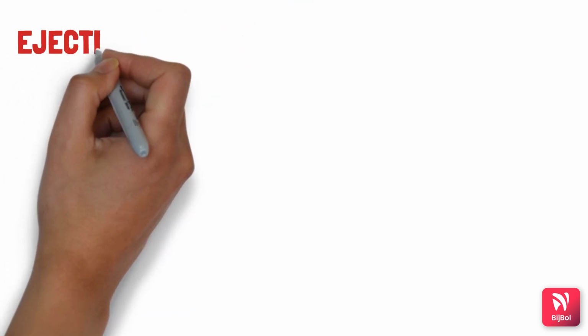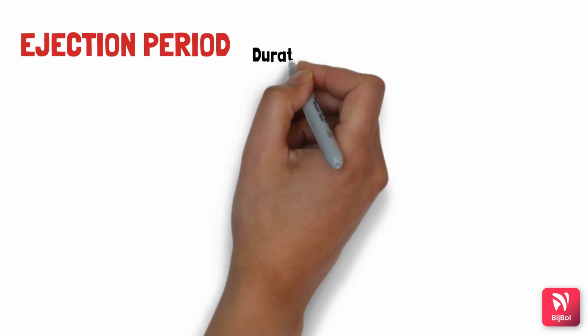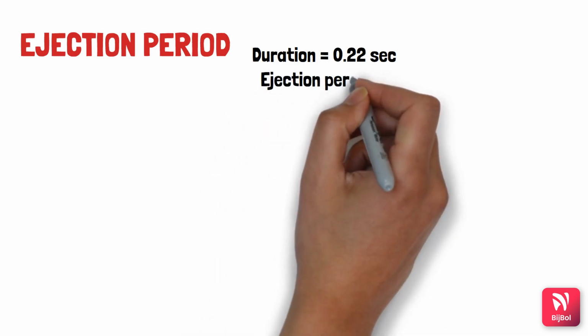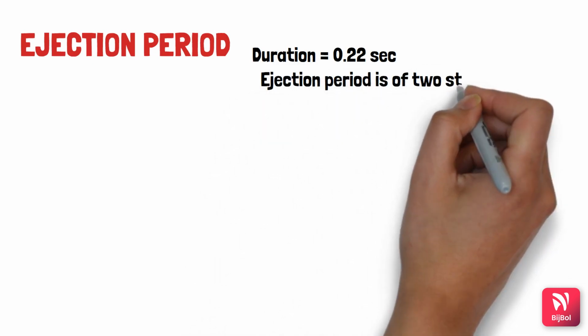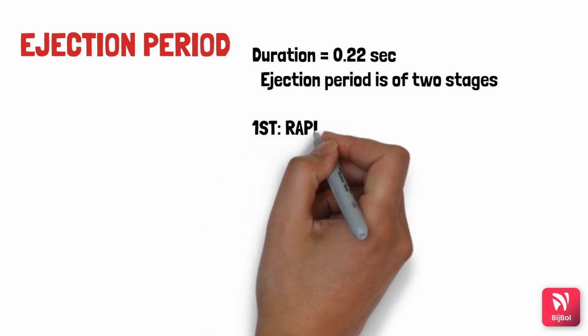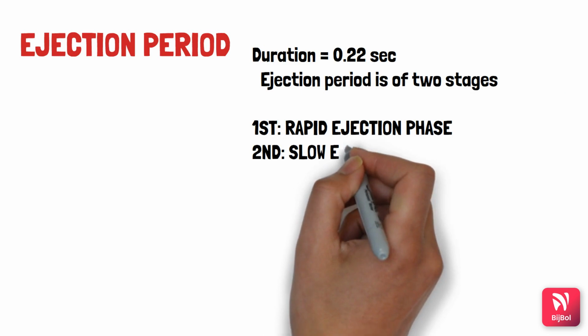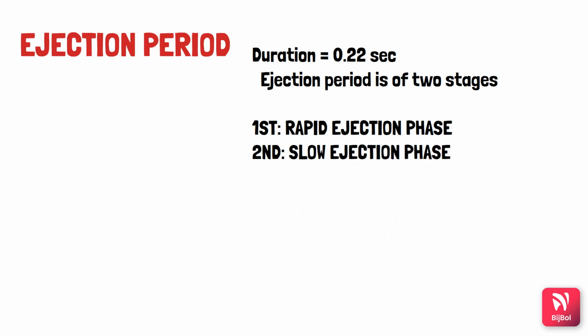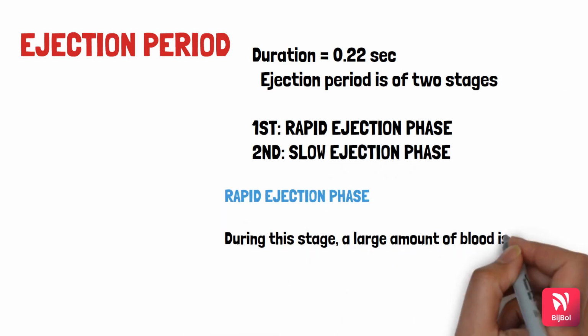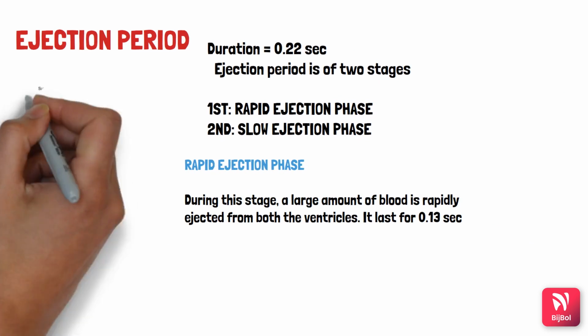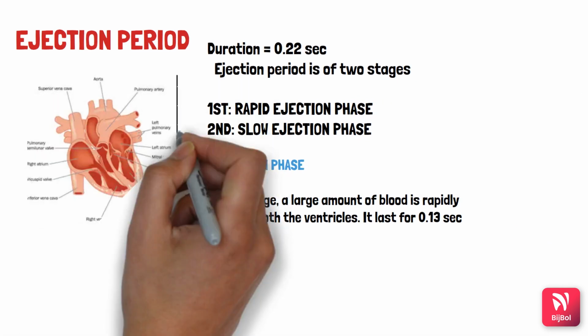Ejection period is the next step, in which, due to the opening of the semilunar valves and isotonic contraction of ventricles, blood is ejected out of both the ventricles. Now, blood is going to be out of the ventricles. Hence, it is called the ejection period and the duration is 0.22 seconds. Ejection period is of two steps.